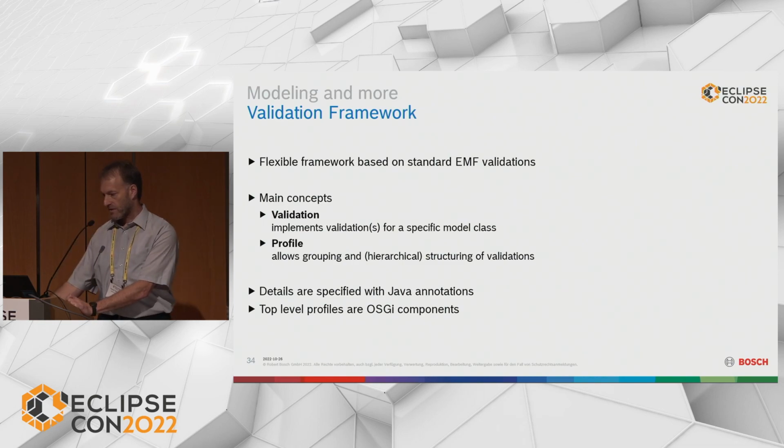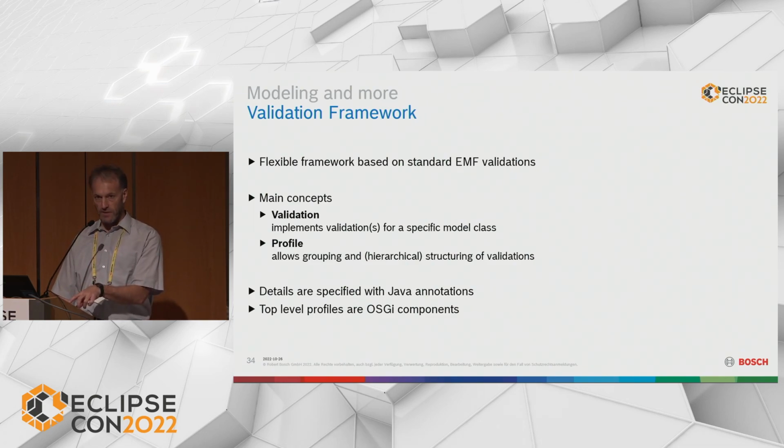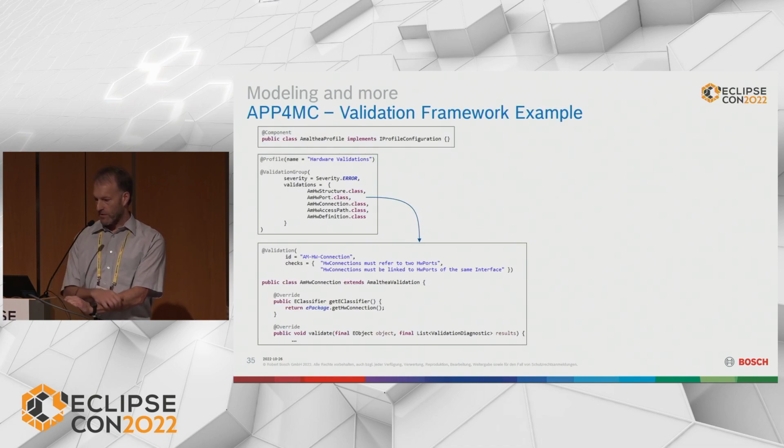So the idea was we tried to build a flexible possibility here. We used Java annotations to describe profiles that can be hierarchical, and each profile can contain single validations. We used OSGi annotations in combination with the Java annotations. And to show you how this looks like, this is the code of one of these possibilities. The first one is the profile here that contains a number of validations, simply referring to the class that is involved. And we define the validation for a specific object.